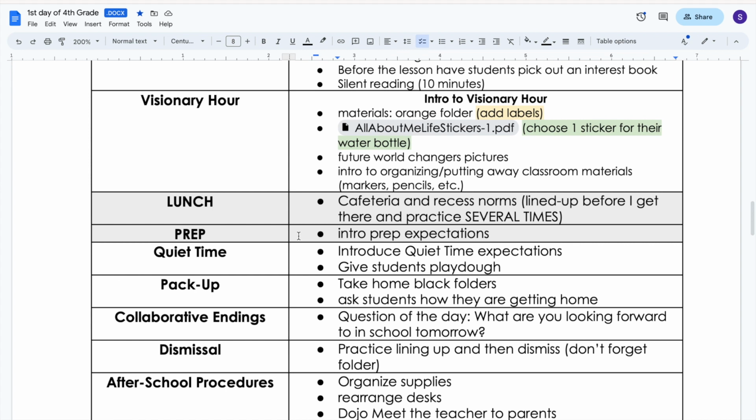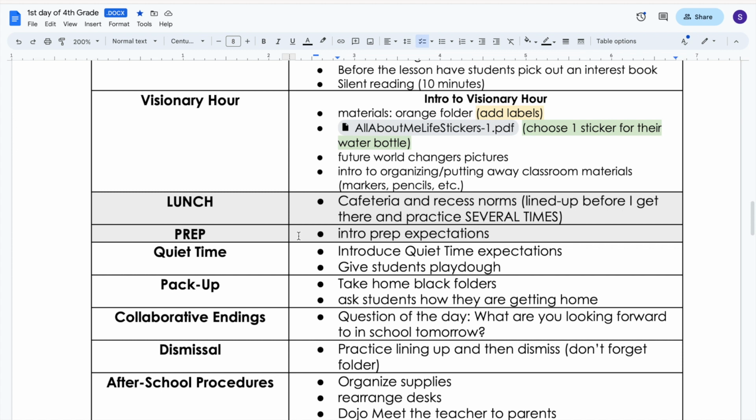Visionary Hour is something that I created in my classroom. It's essentially a merge of science and social studies through a project-based lens. It's the same idea of students taking out their folders. I take this time to take pictures of the students so I can do my future world leaders or changers display. Because the students are going to be using markers and other materials, this is a perfect segue to show them how to organize and put away materials like markers and pencils.